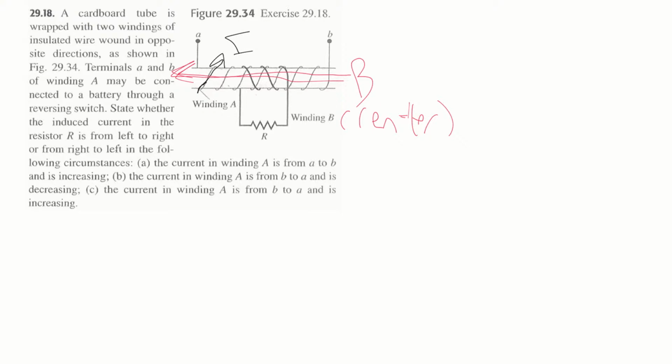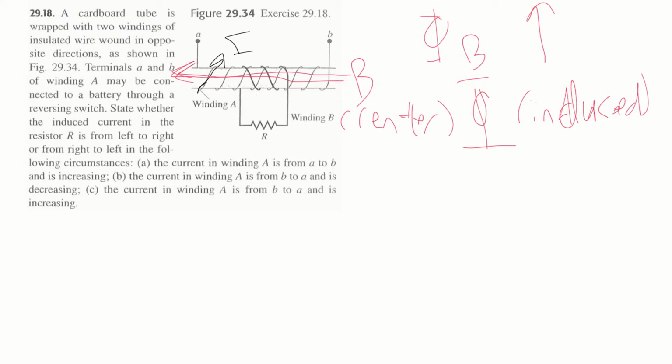Okay. And it's increasing. So what that means is that the flux is increasing. So the induced flux, again, Lenz's law says that the induced current is going to try to make the induced flux decrease to match it. So that means that the induced field that goes through that tube is going to go from left to right, because it's going to try to make it go the other way.